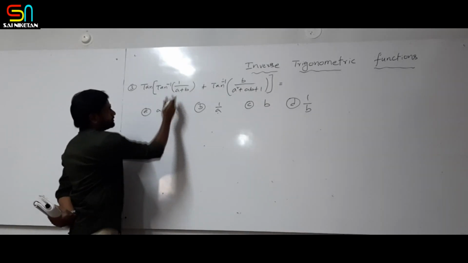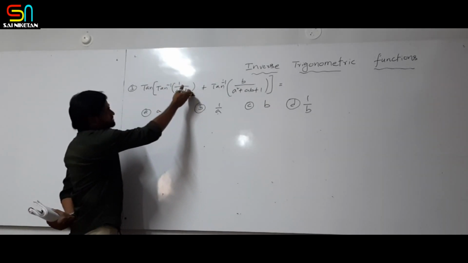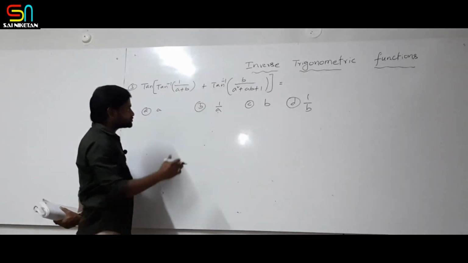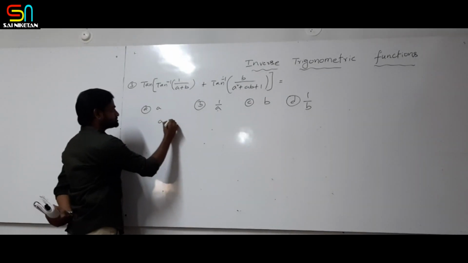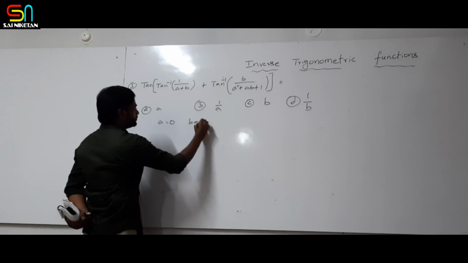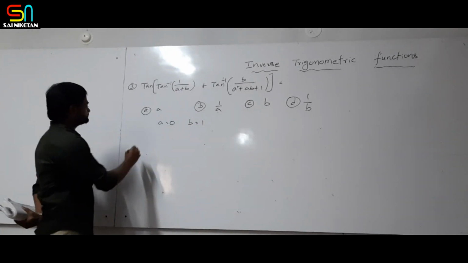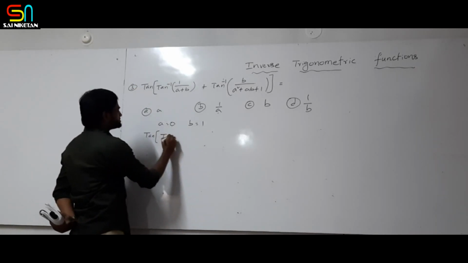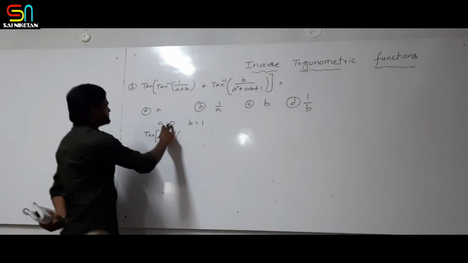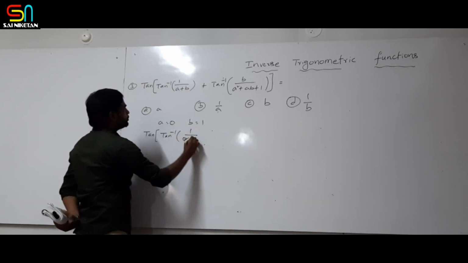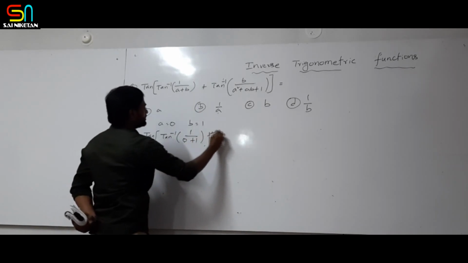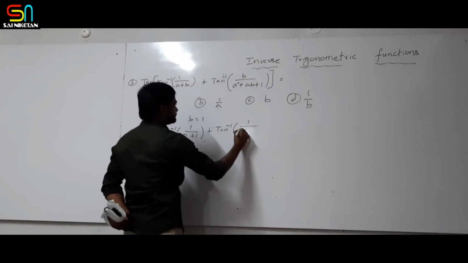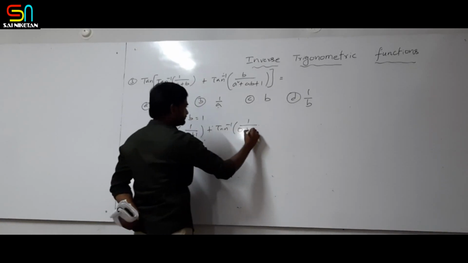If you observe here, in the question there is ab, and in the options also there is ab. That's why I am choosing values for a and b. Suppose a equal to 0 and b equal to 1. Substitute here. Now the answer of the given question is tan of tan inverse of 1 by a plus b, where a value is 0 and b value is 1, plus tan inverse of b value 1 by a square is 0 plus ab, that is 1 into 0, it is 0, plus 1.